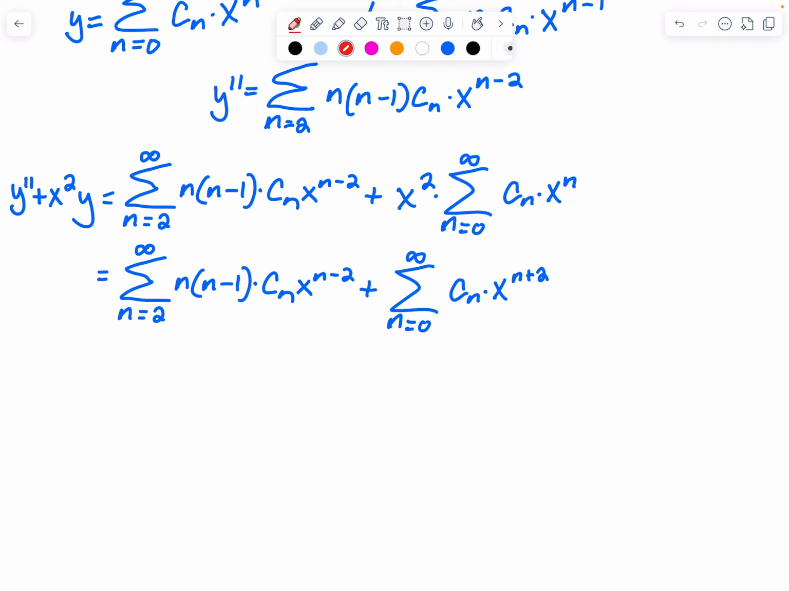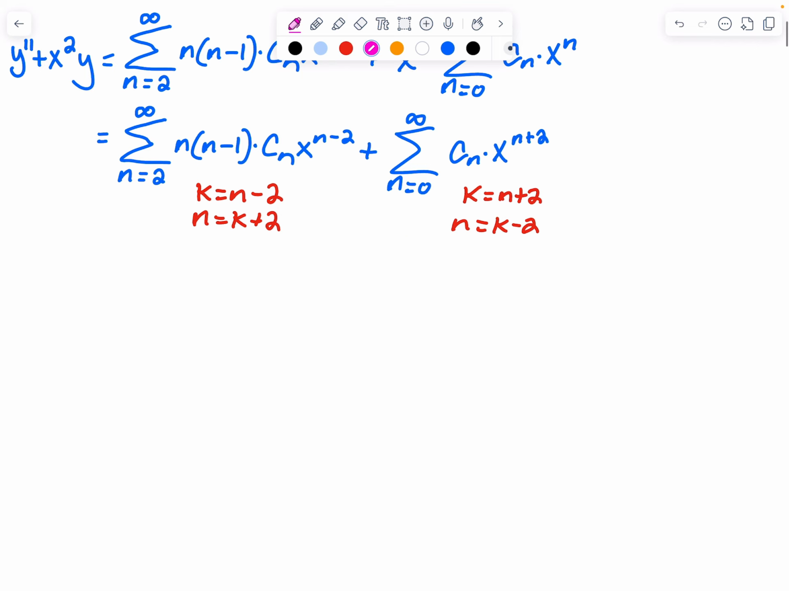So now notice this looks like the problems from the last section. So I'm going to need to convert. We'll do k equals n minus 2. That means n is k plus 2. Right? And then here, k equals n plus 2. So that means n is k minus 2. All right, so we're going to switch these to k's. I'll switch to pink here. All right, switching to k's.